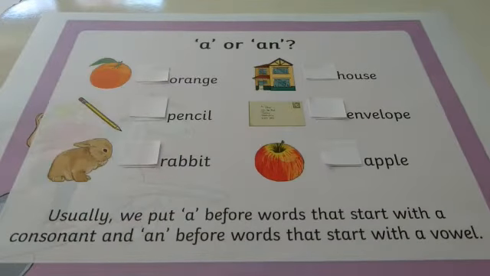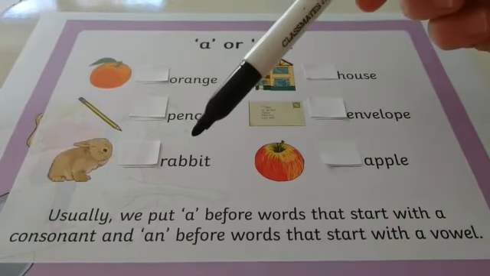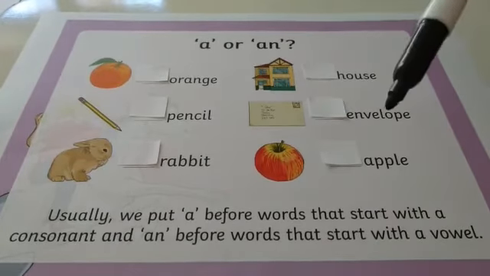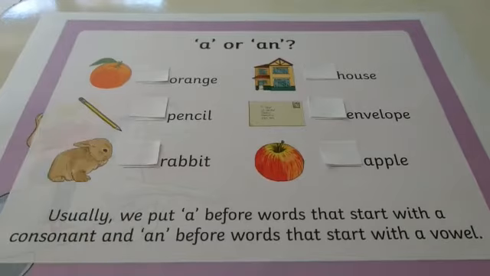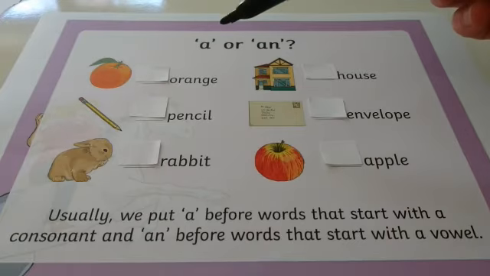Okay, great stuff on that last little go. Have a look at these different objects here. What I'd like you to do is look at each one and then decide whether it's a or an in front of them. So we've got orange, pencil, rabbit, house, envelope, apple. Think about what we learnt about vowels and consonants and decide whether it's a or an. If you need to, rewind the video, remind yourself of the rule, and then see if you can put them in the right place.